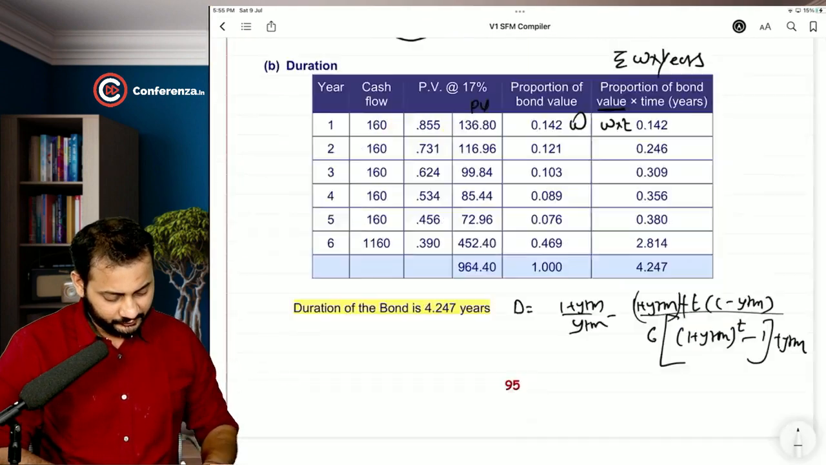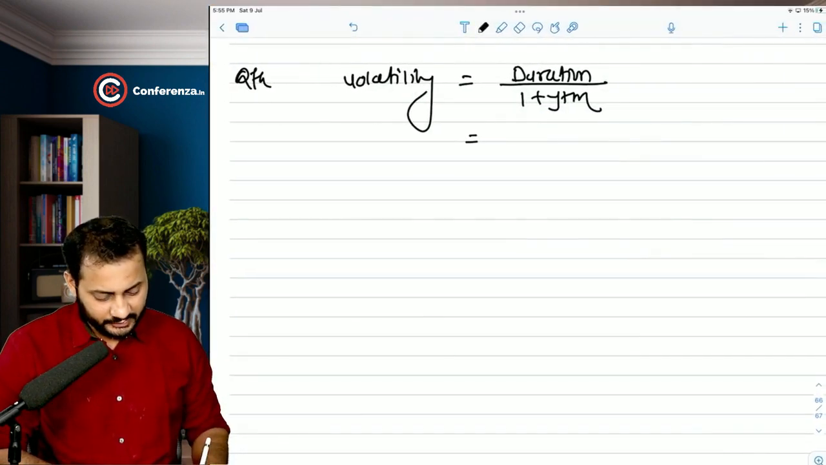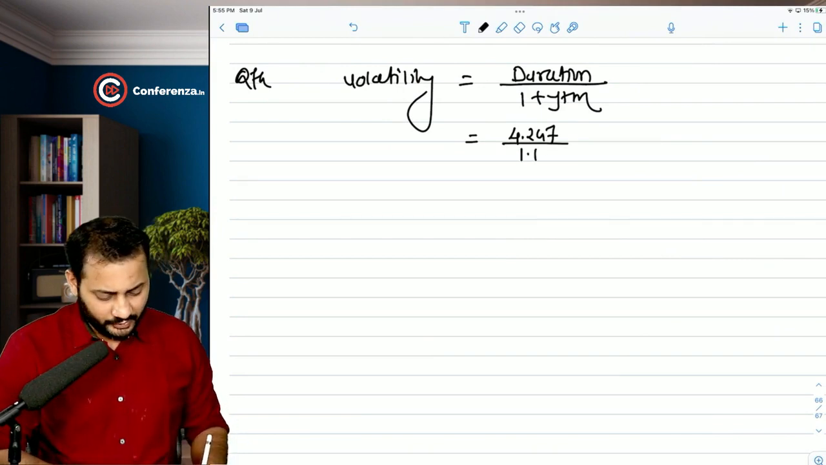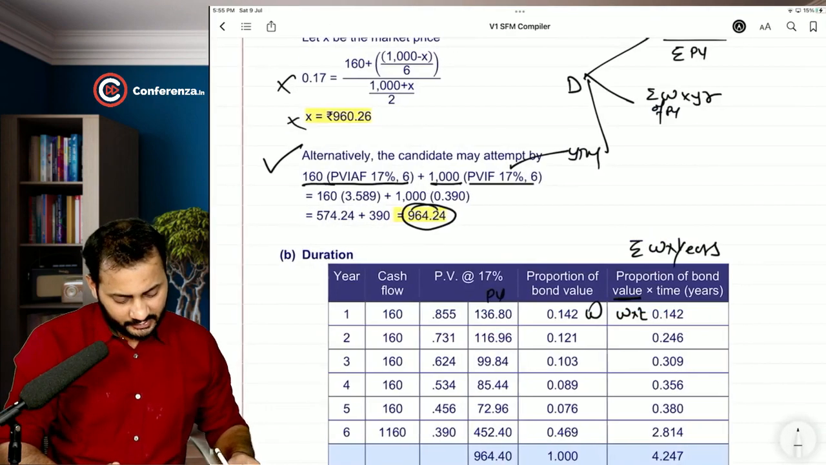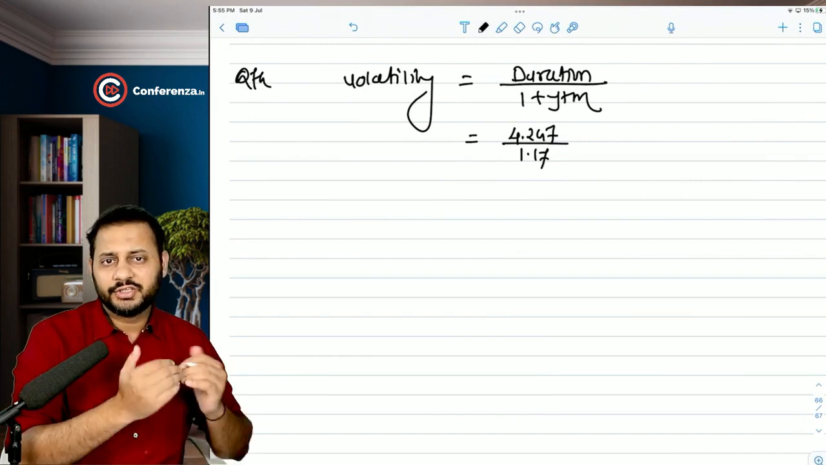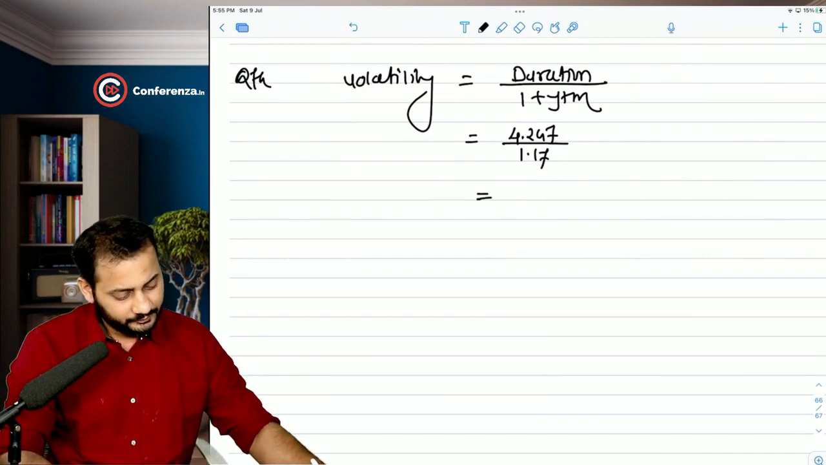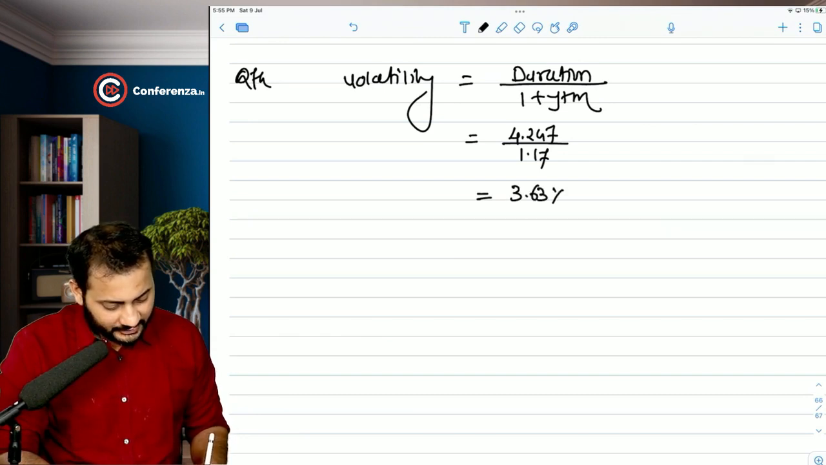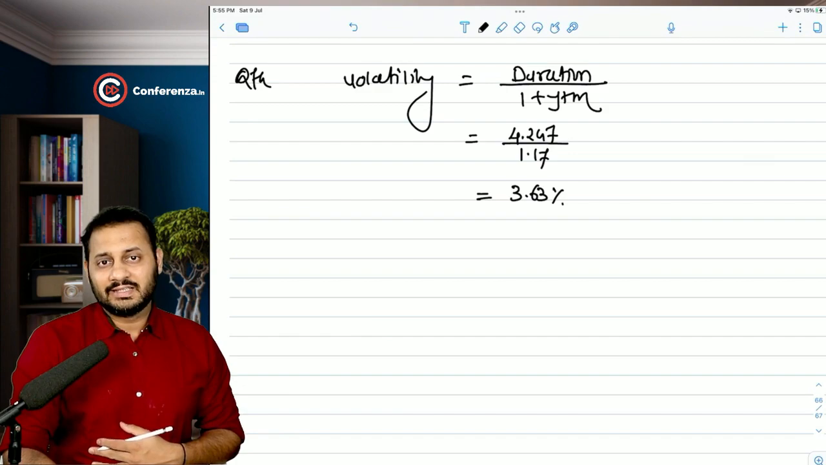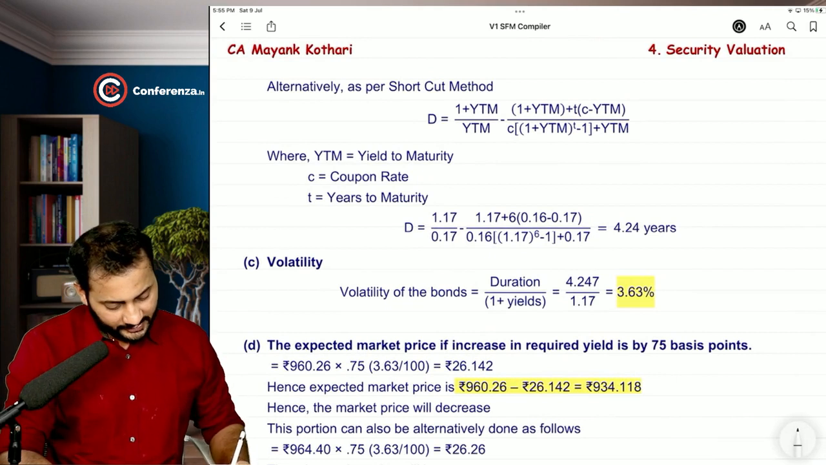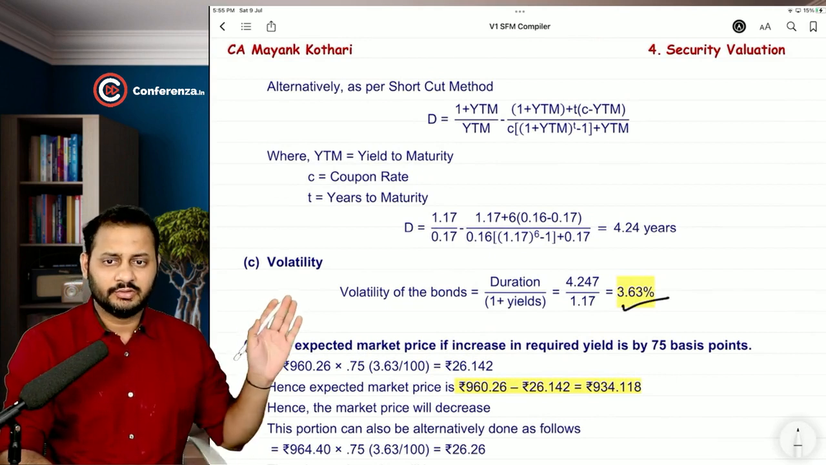What is the duration? Duration is 4.247 years. And what was the YTM? The current YTM, 17%, right? Am I right? 17% was the YTM. So if you divide the duration by 1 plus YTM, you will get a figure: 4.247 divided by 1.17. So that goes to 3.63%. Let me just check the answers. 3.63%. Simply follow this volatility.